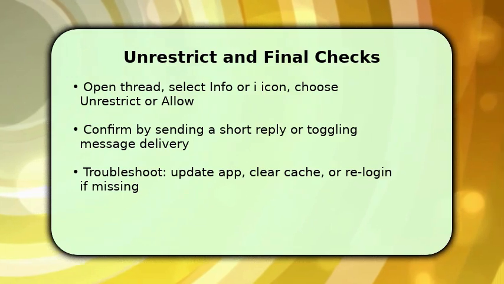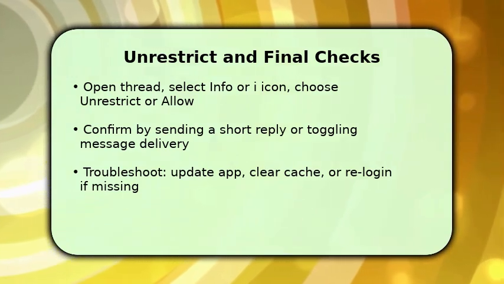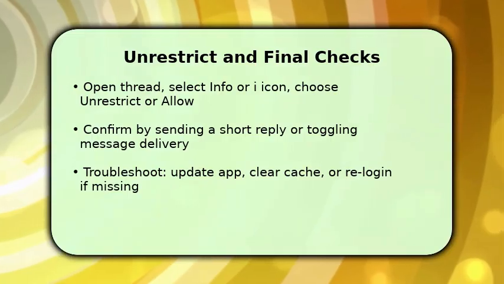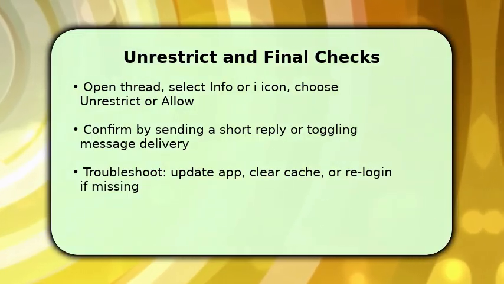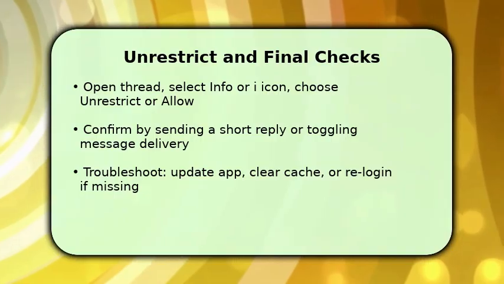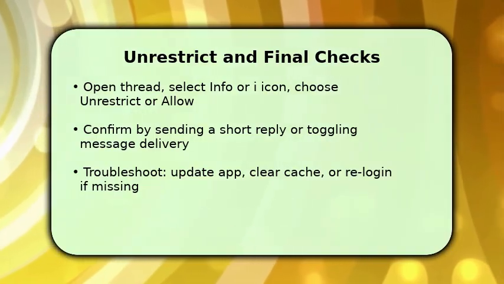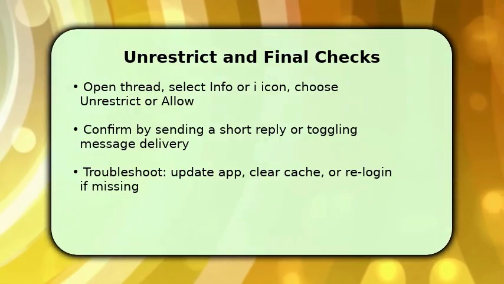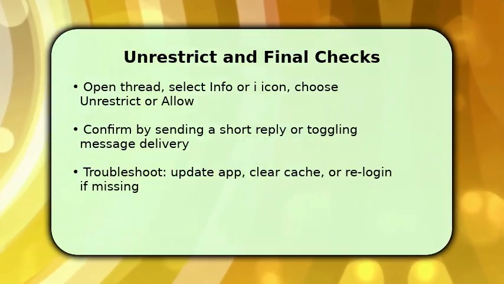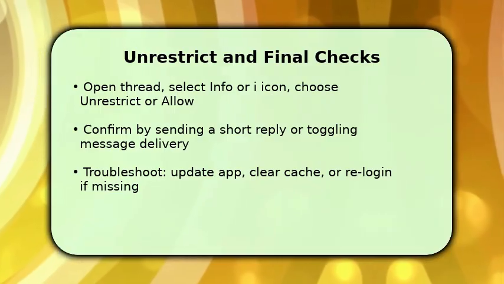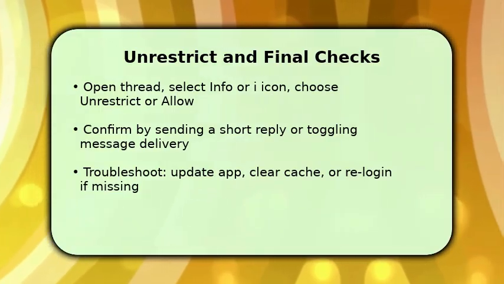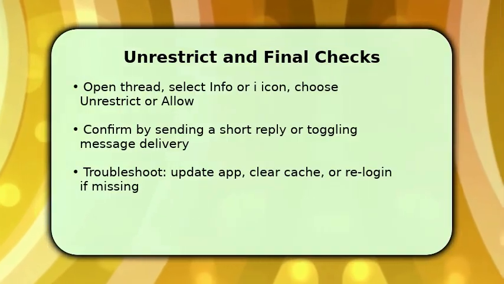Finally, open the restricted thread and tap the info or eye icon to unrestrict or allow messages. That restores normal delivery. You can confirm the change by sending a brief reply or by checking that future messages appear in your inbox. If you still can't find messages, update Messenger, clear the app cache, or sign out and back in. These steps often resolve sync or display issues.